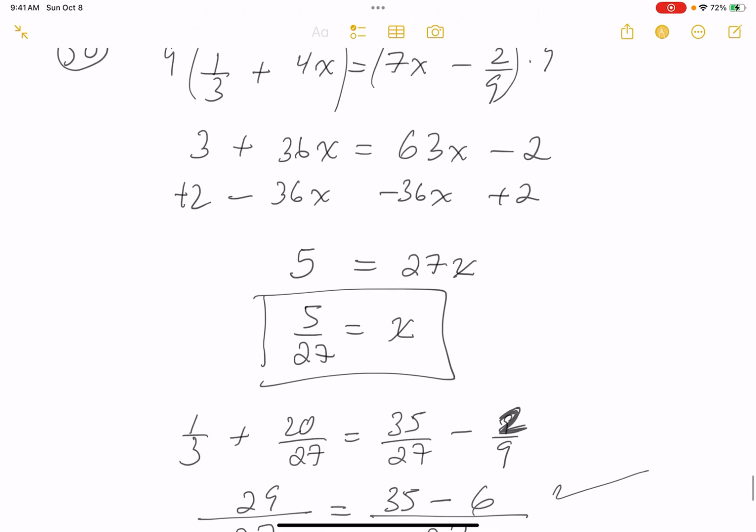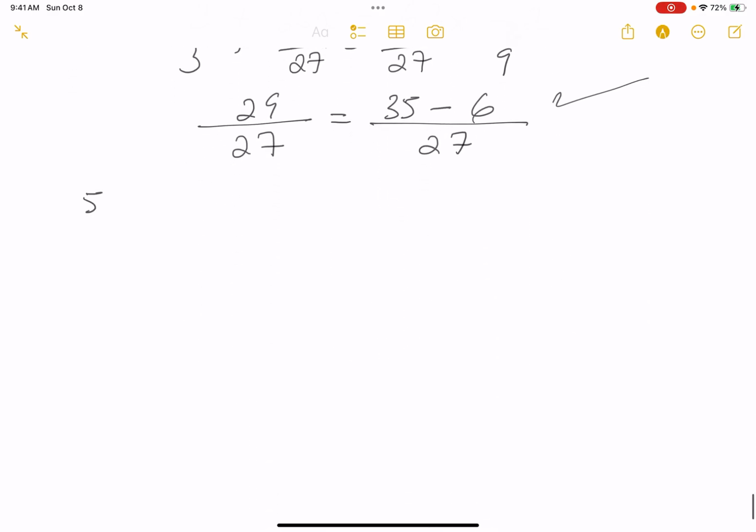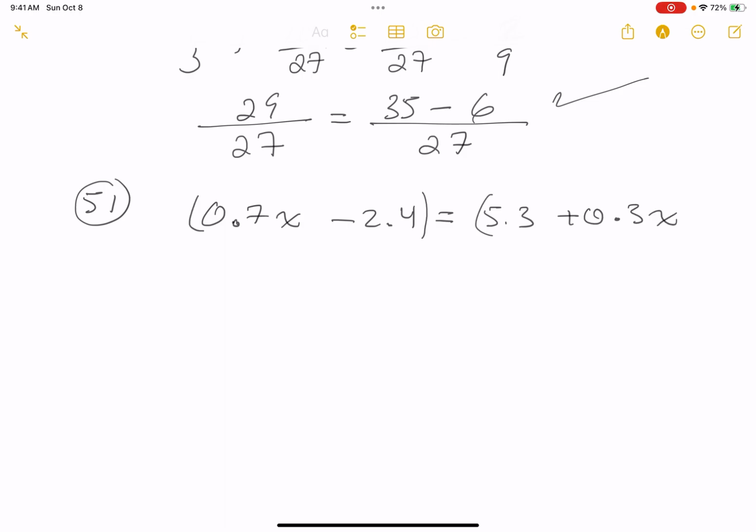All right, let's go to the next question. We're on 51 now. And 51 is a decimal number. All right, 0.7x minus 2.4 equals 5.3 plus 0.3x. I'm going to multiply both sides by 10. What do you get? 7x minus 24 equals 53 plus 3x.